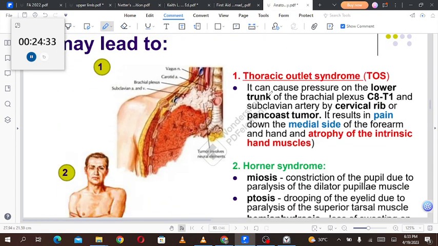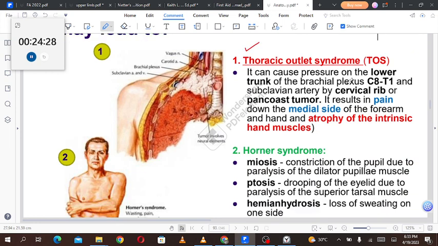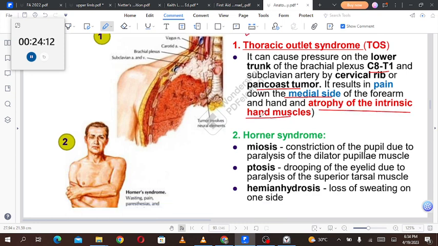Bronchogenic carcinoma may lead to, number one, thoracic outlet syndrome. It can cause pressure on the lower trunk of the brachial plexus, that is C8 and T1, and the subclavian artery by the cervical rib or Pancoast tumor. It results in pain down the medial side of the forearm and hand and atrophy of the intrinsic hand muscles.